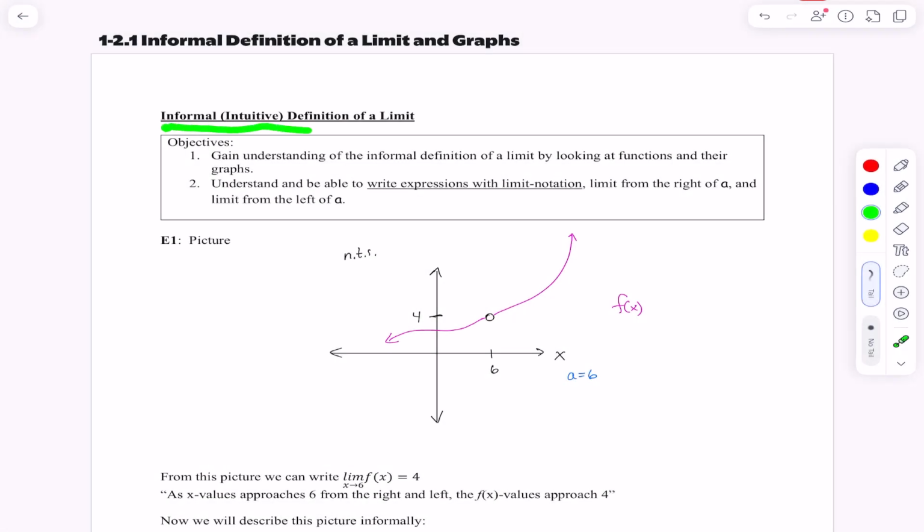The informal intuitive definition of a limit, or we say the definition of a limit of a function. Today's objective is to gain understanding of the informal definition of a limit by looking at functions and their graphs. The intuitive approach here is by graphing or by drawing, analyzing pictures to the greatest detail. We want to be able to understand and write expressions with limit notation, limit from the right side of a and limit from the left side of a.